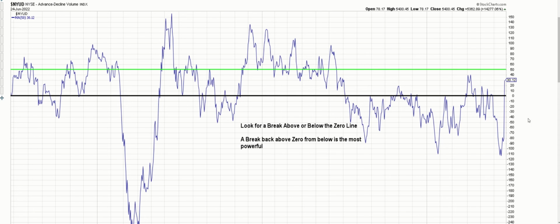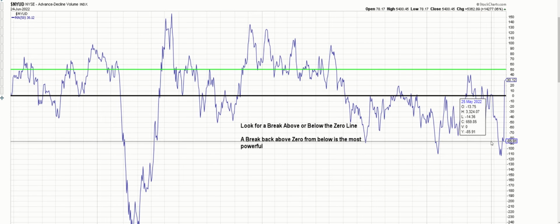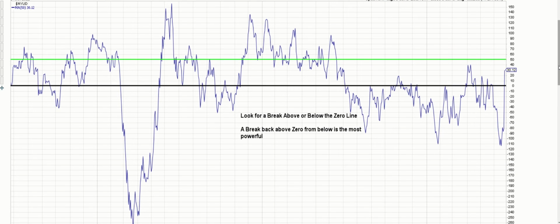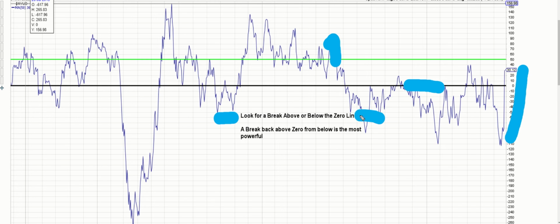Okay. This is a daily chart of the New York Stock Exchange. It's an invisible chart. The data is in the background. What you've got is a 50-day moving average. This blue line is a 50-day moving average of the data that's in the background. You see that 50-day moving average is above this black zero line? Look for a break above or below the zero line. A break back above zero from below zero is the most positive. You see on Friday we broke back above zero.